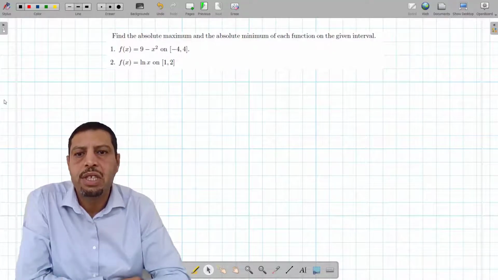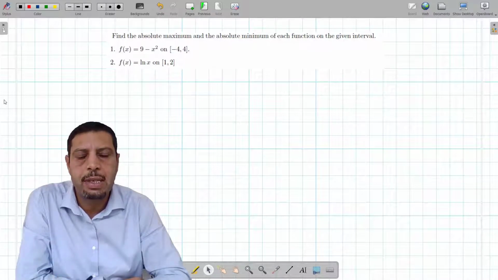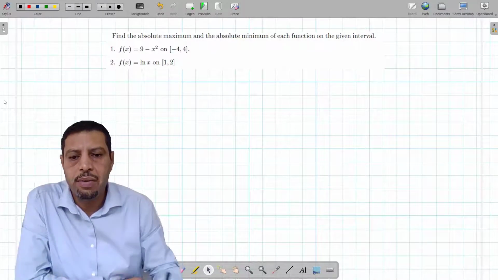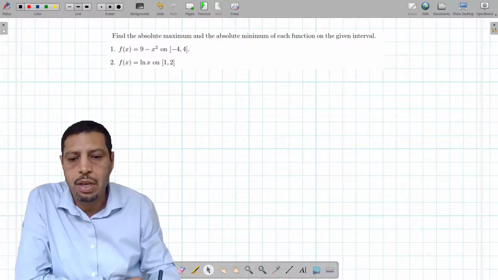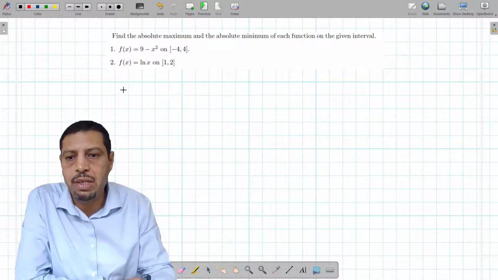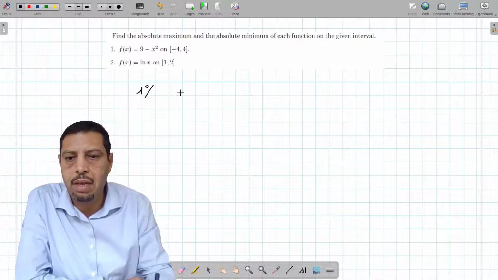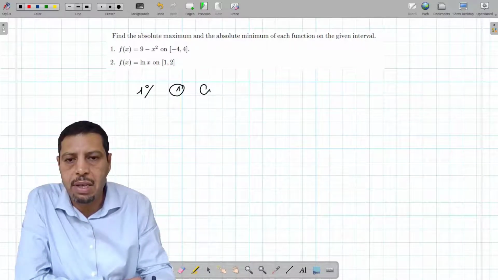Welcome to this new activity, which is about finding the absolute maximum and absolute minimum of functions at the given intervals. So I will show you a method which works on closed intervals [a, b], okay? So the first step is to find the critical points. So let's apply it to the first example. The first step, find the critical points.